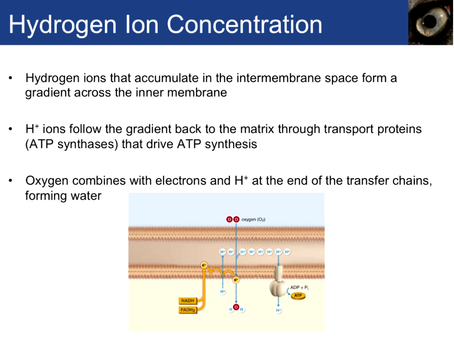So the hydrogen ions that accumulate in the inner membrane space form a gradient across that inner membrane. So hydrogen ions follow the gradient back to the matrix through transport proteins, which are ATP synthases that drive ATP synthesis. So again, you have a lot of hydrogen ions in this inner membrane space, and they travel back down their gradient through this ATP synthase. And the ATP synthase uses that energy to combine ADP and phosphate and form the high energy molecule ATP.